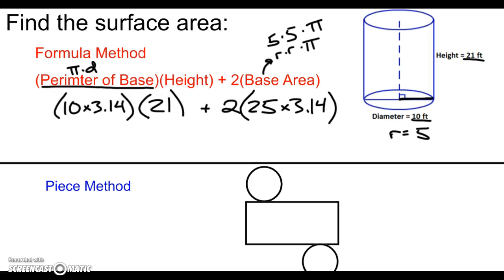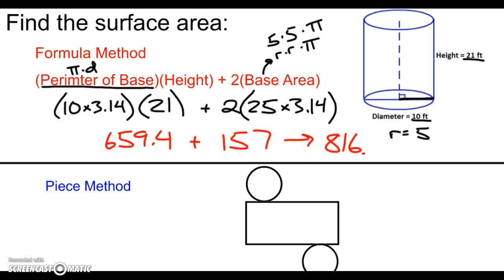10 times 3.14, that's 31.4 times 21 is 659.4 over here, plus 25 times 3.14 times 2 is 157. Add these two numbers together, we get our overall surface area, which is 816.4 square feet.